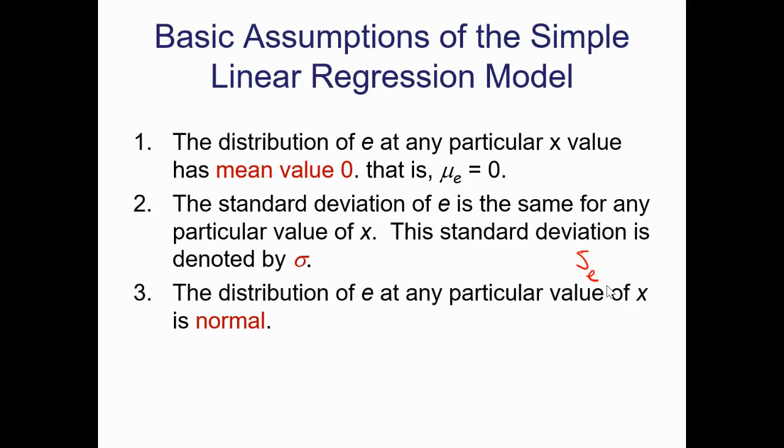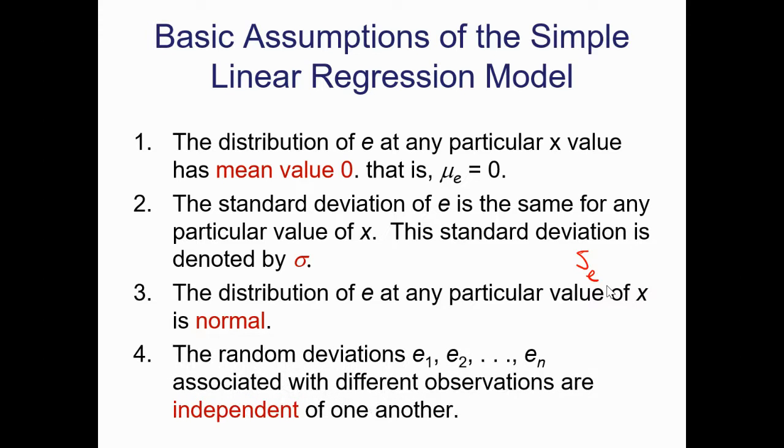The distribution of errors at any particular value of X is normal. And last but not least, the random deviations associated with different observations are independent. The errors cannot depend on each other. And we'll see by the end of the day tomorrow how to determine whether the residuals or the errors are independent.